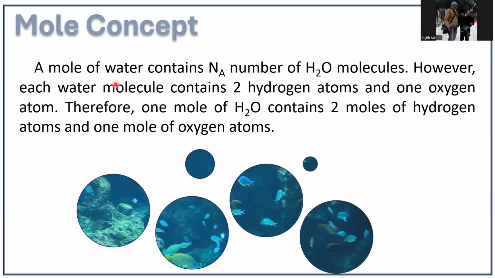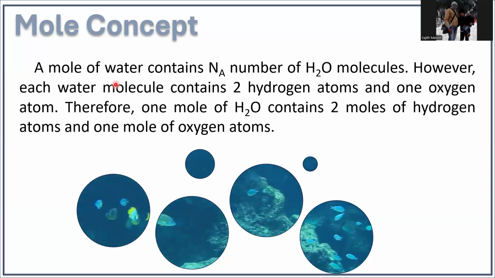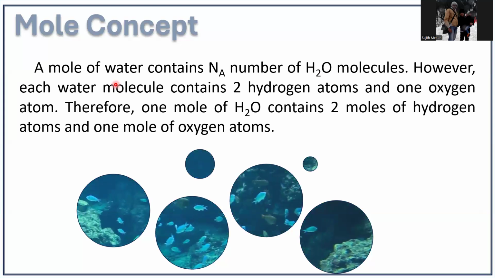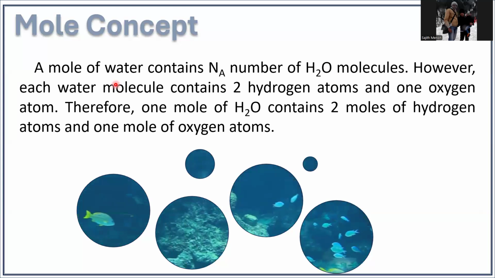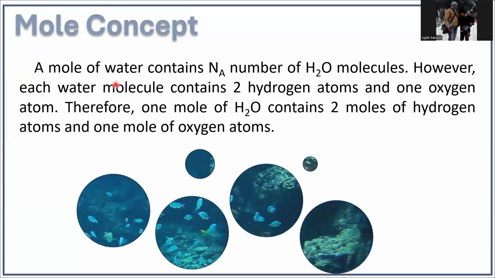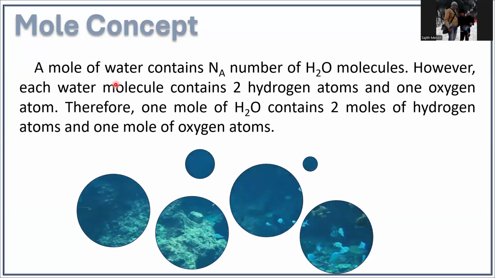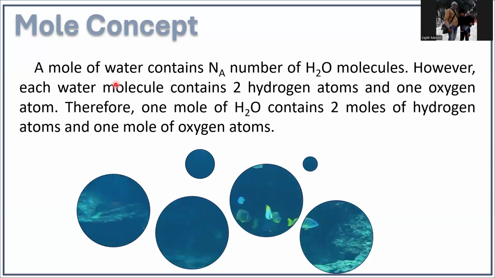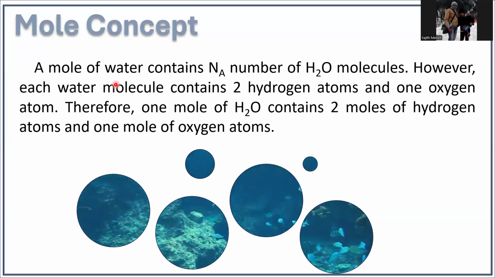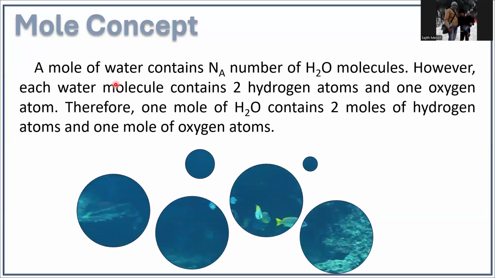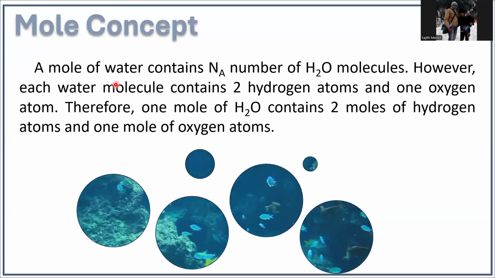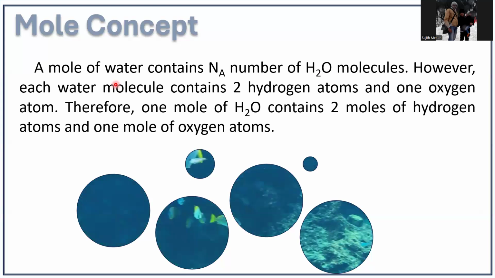Likewise, if I say I have 1 mole of oxygen molecules, that indicates that I have 6.023 × 10^23 oxygen molecules. Now, an oxygen molecule is made up of 2 oxygen atoms. 2 oxygen atoms combine to form an oxygen molecule, that is O2. So if I say I have 1 mole of oxygen molecules, that is 6.023 × 10^23 oxygen molecules, that means I have 2 moles of oxygen atoms. That is 2 × 6.023 × 10^23 oxygen atoms, because 1 oxygen molecule is made up of 2 oxygen atoms.